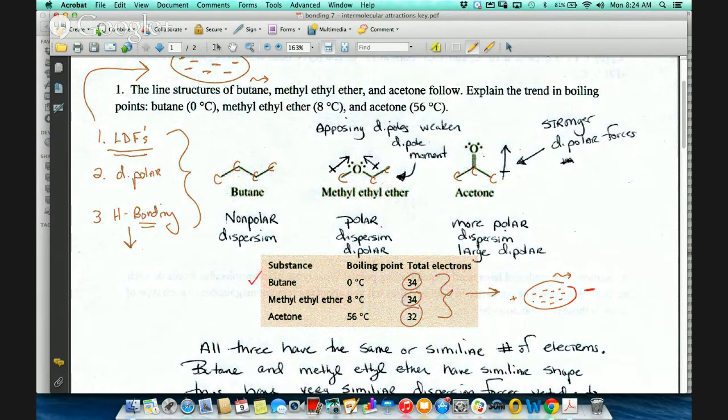So butane, methyl ethyl ether, and acetone all have approximately the same number of electrons. Therefore, they have very similar LDF effects because of that cloud. As I also said, they have very similar shapes, and because they have similar shapes, the electron cloud does not get affected. Now, I talked about this.